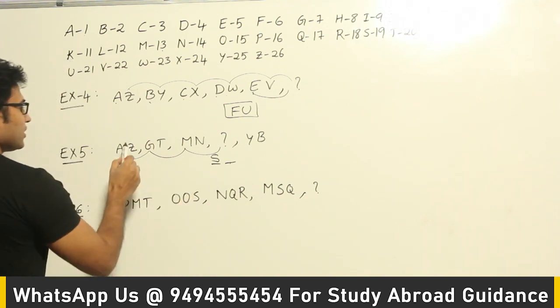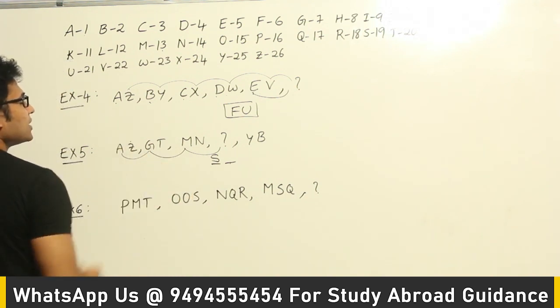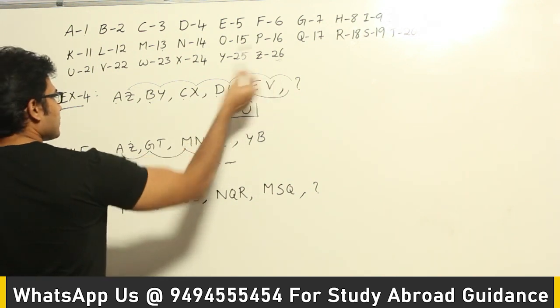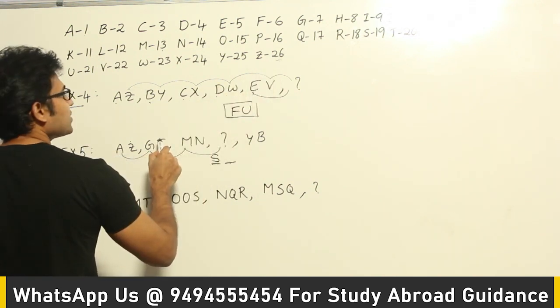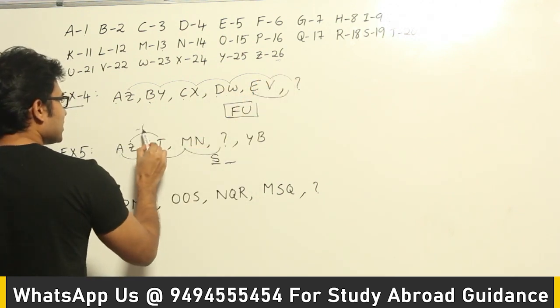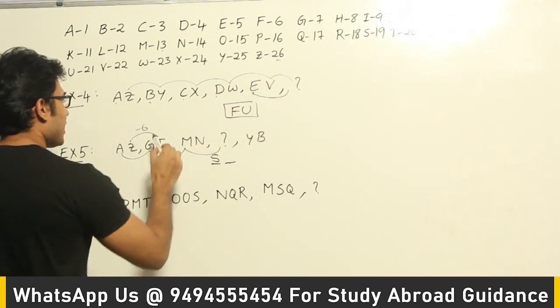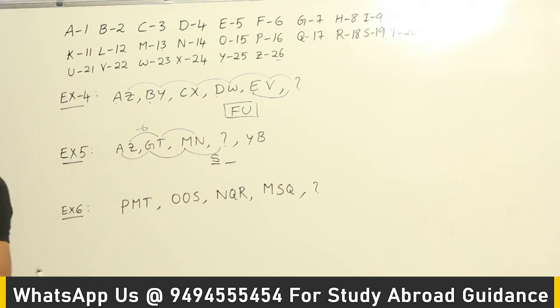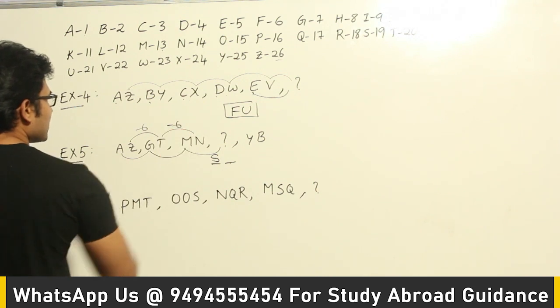Coming to the second one, it is starting from Z and it is decrementing, right? So if you see Z, initially it is 26 and now it is decremented by some number and it has reached T, which means from here if I decrement 6, I have reached T, right? And again from T to N, if you see this, T is 20 and N is 14, which means again it has decremented by 6.